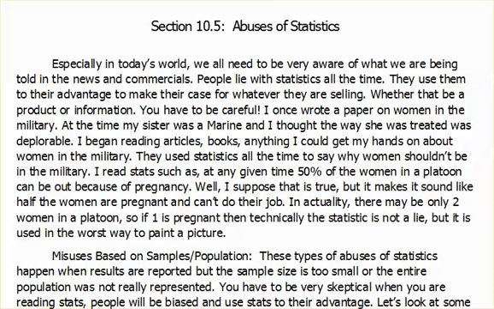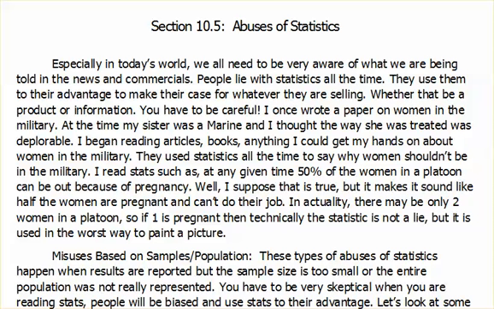I mean, that is important that you know because you are going to be asked to read reports and to look at things that have statistics in them. So it is important that you understand where those things are generated from.